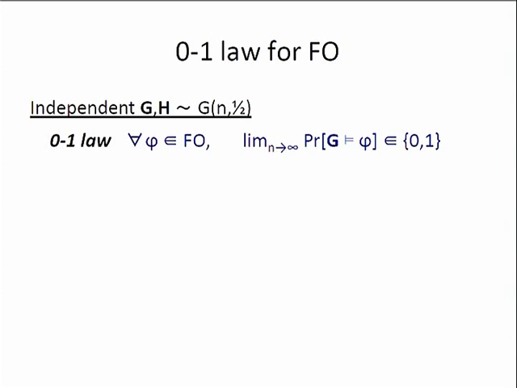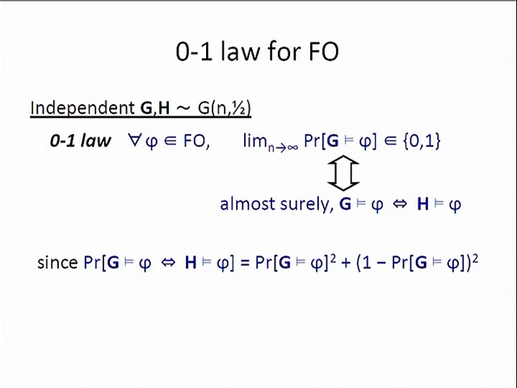Okay? And now this gives us a proof of the 0-1 law. So I'm going to give a slightly different statement, actually, of the 0-1 law. The 0-1 law that I stated before says for every first order sentence phi, its limiting probability is either 0 or 1. But there's an equivalent formulation of this in terms of two independent random graphs, G and H. So the 0-1 law, I claim, is equivalent to the following statement, that for every first order sentence phi, almost surely G satisfies phi if and only if H satisfies phi. So talking about two independent uniform random graphs.